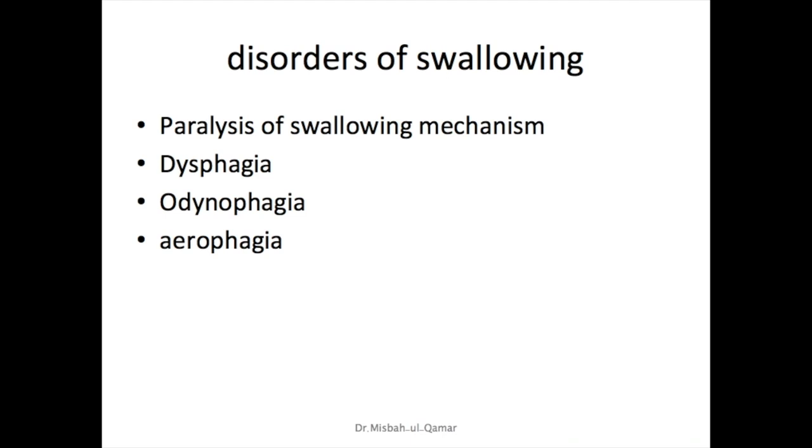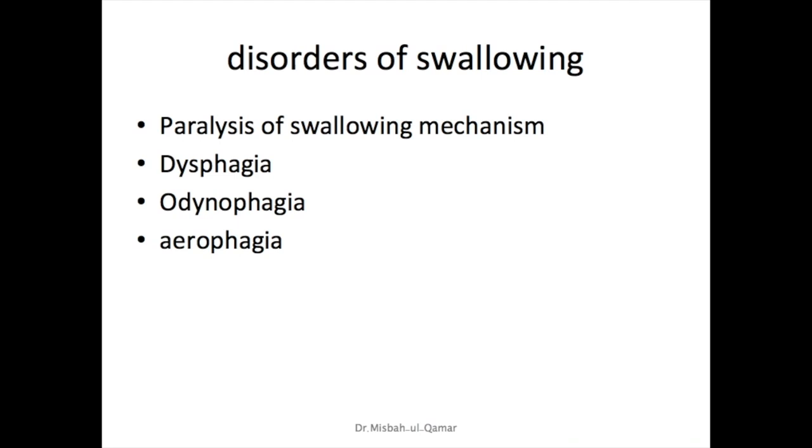Now, let me show you the disorders of swallowing and their etiologies. There could be a paralysis of the swallowing mechanism, and its causes include damage to the 5th, 9th or 10th cranial nerve. It also includes damage to the swallowing center, such as in poliomyelitis or encephalitis. Then there is paralysis of swallowing muscles, such as in muscular dystrophy, or failure of neuromuscular transmission, such as in myasthenia gravis. And then also don't forget deep anesthesia as one of the causes.